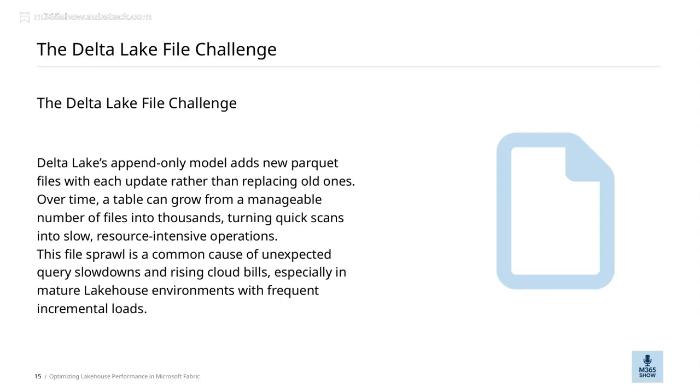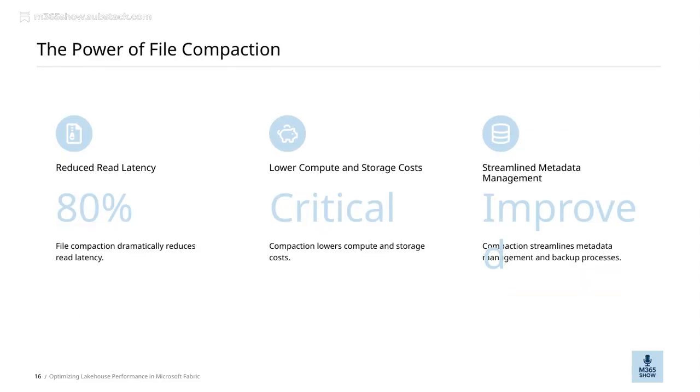This file sprawl is a common culprit behind unexpected query slowdowns and can also lead to rising cloud costs, particularly in mature Lakehouse environments where incremental loads happen frequently. So, understanding and managing this challenge is key to optimizing the performance of your Lakehouse on Microsoft Fabric and ensuring cost efficiency.